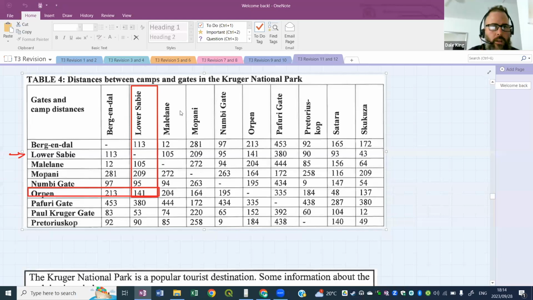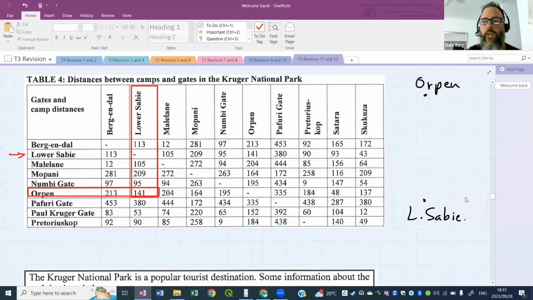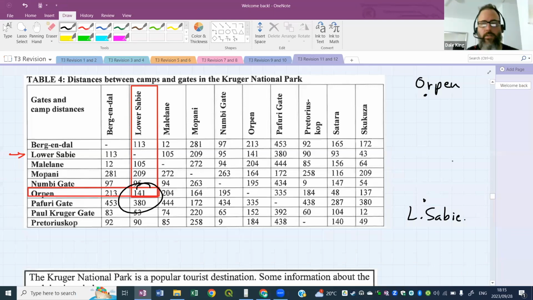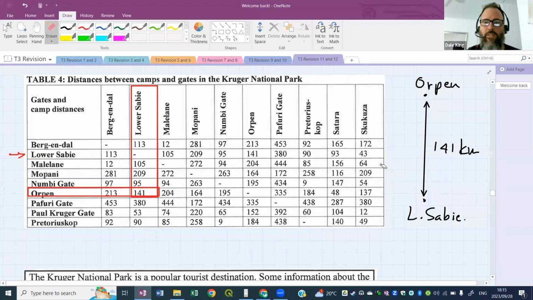All right. So think about it like this. We need to go from this point here to this point here. So let's say we're going from Alpen to Lower Sabi. And we know, according to the table, that the distance is 141 kilometers. So we know that this distance from this point to this point is 141 kilometers. Now they say, look at the table and prove that this journey from Alpen to Lower Sabi goes via Satara. So I'm going to take that away and say that we should be going through another point, which is Satara.